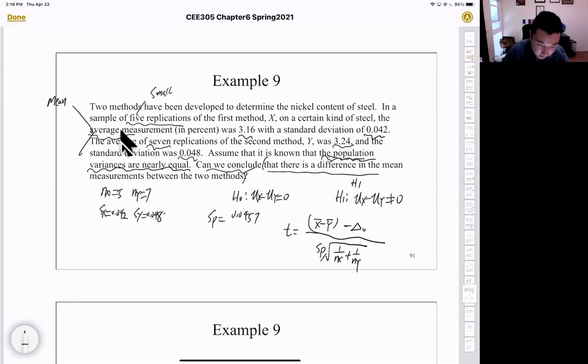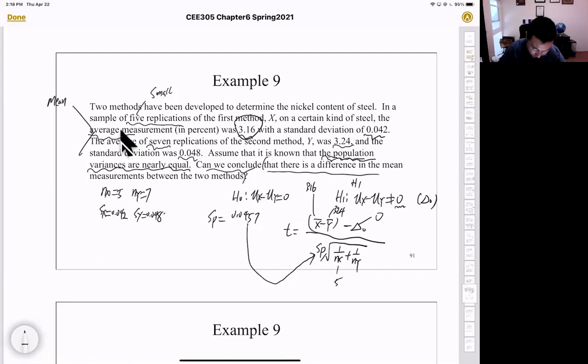Okay, so the sample mean for x is 3.16. Sample mean for y is 3.24. Delta 0 is 0, because this is delta 0. Not equal. Then SP is what we just calculated, 0.0457, and x and y.